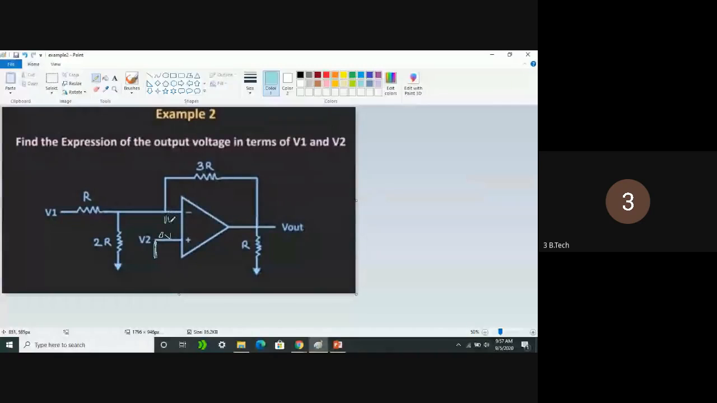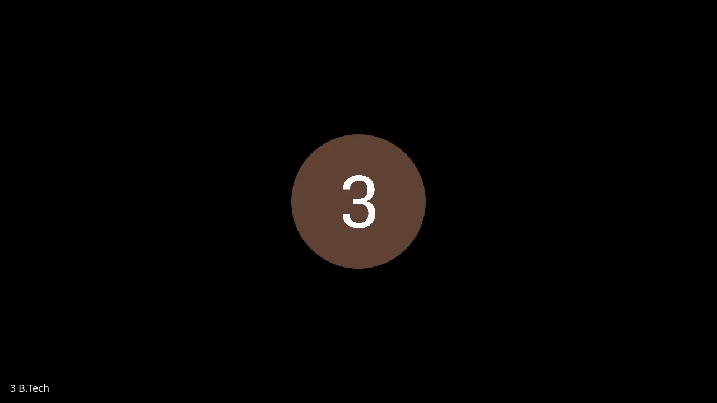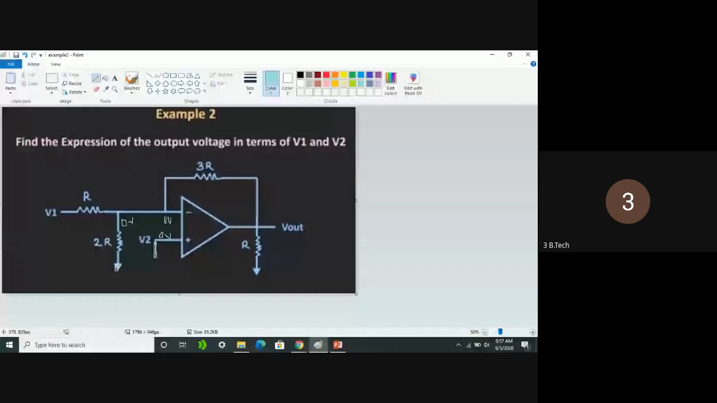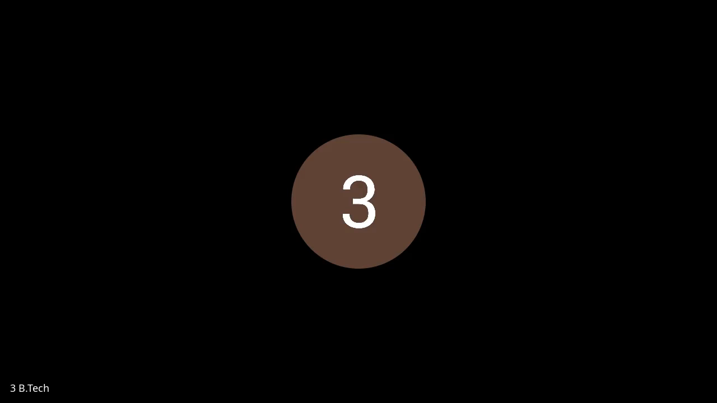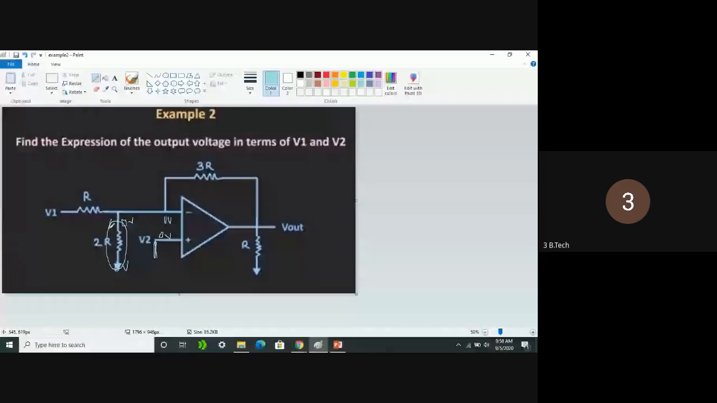Here 0 volt, and at this point no transistor or element is connected, so here also 0 volt will be presented. Obviously the other terminal of 2R is grounded, so it is also terminating with 0 volt. Two terminals with 0 volt means no current flows through this 2R, so there is no need to consider this resistor, while V2 is grounded.